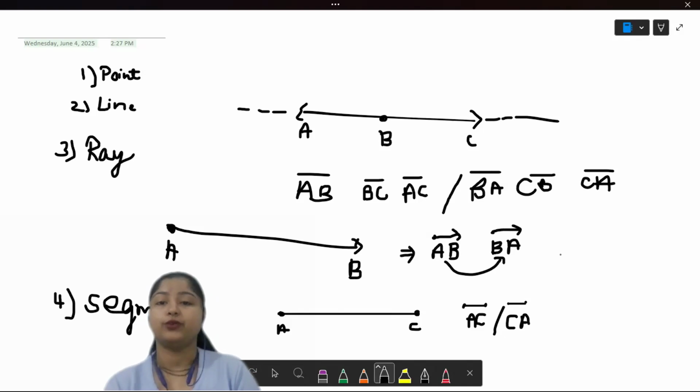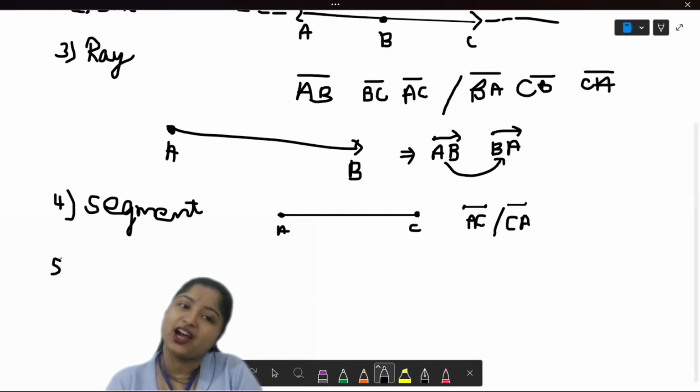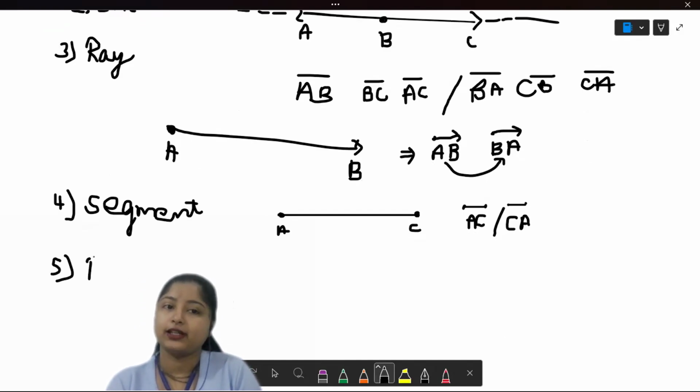Now let's move forward to the next thing in geometry, and that is a parallel line.